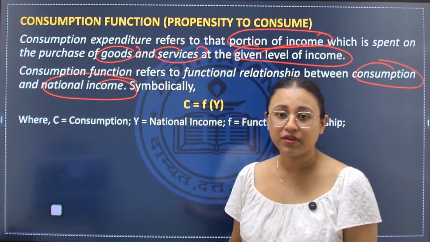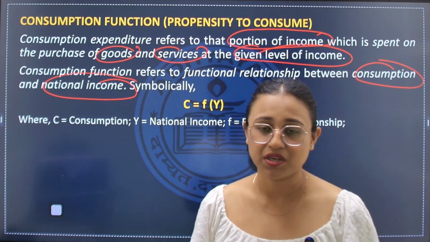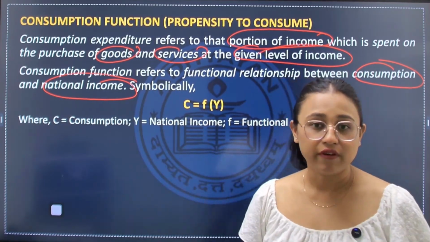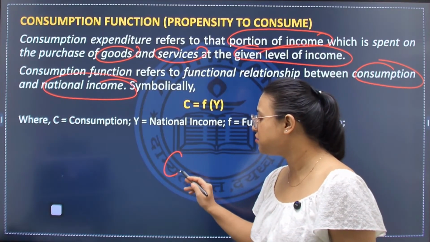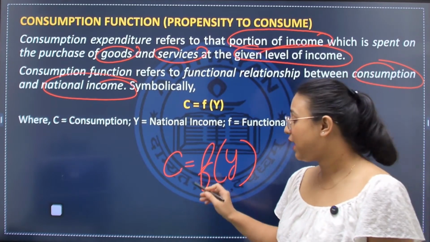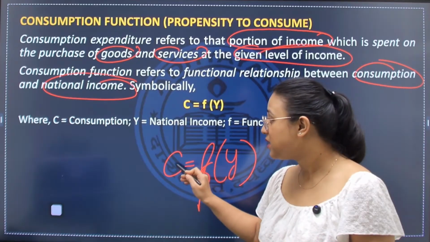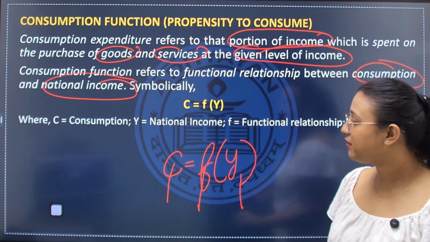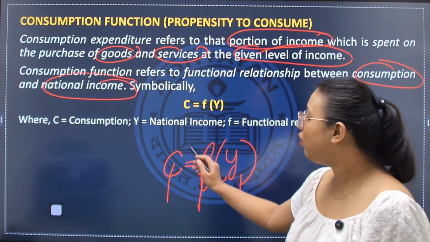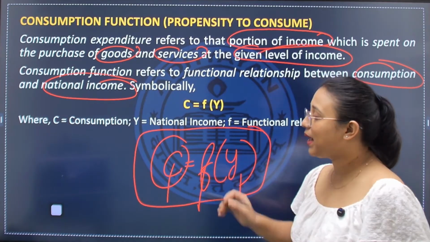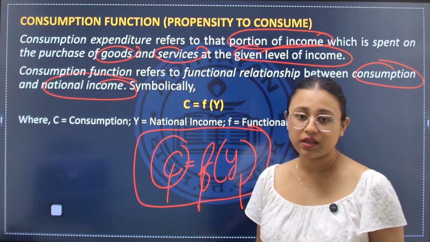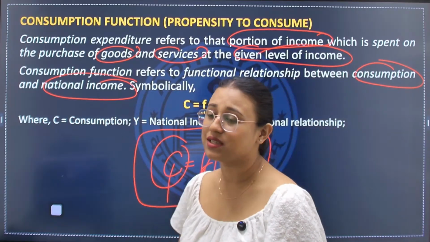So out of the total national income, how much we spend on consumption is reflected by this functional relationship. Therefore, how do we write the consumption function? C is a function of Y. F represents the functional relationship, C represents consumption, and Y usually represents national income. So out of the total national income, how much we spend on consumption is captured by the functional relationship between consumption and income, which in economics is referred to as the consumption function.